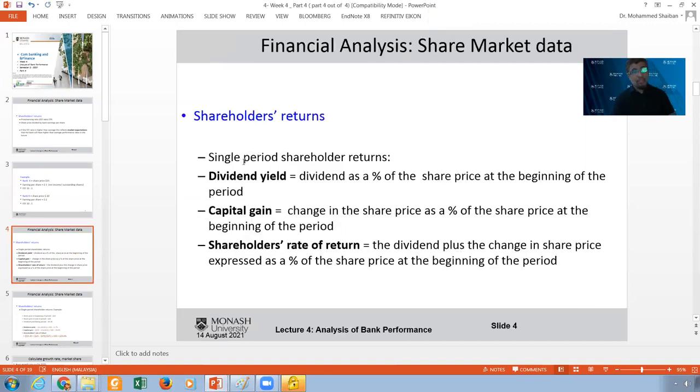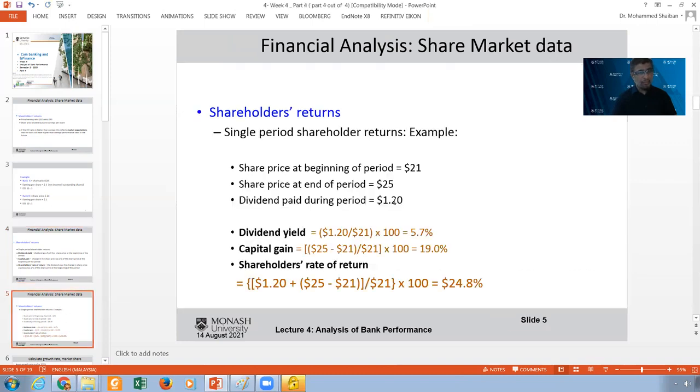The second concept, I think you know this, is the shareholders return. Now the shareholders return, when we invest, we get either dividends or capital gain. And this is very important to see how much return the bank is offering its shareholders. So the shareholders return is actually both dividends and capital gain.